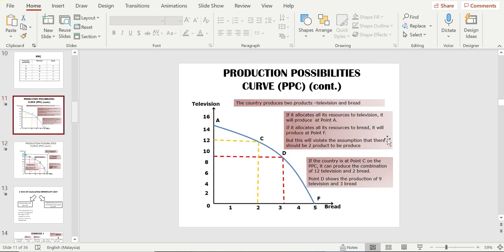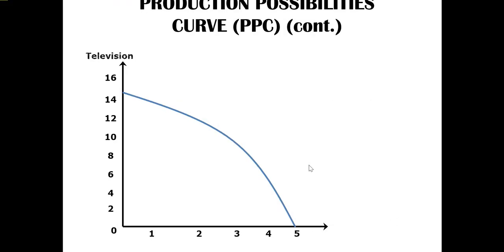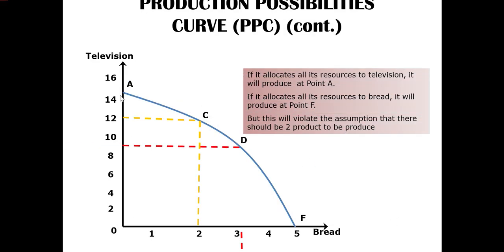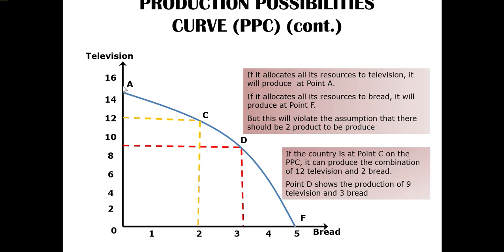So macam mana PPC ni boleh explain the three concept? Kita tengok kat sini dulu. Dia kata the country is producing two product, which is television and bread. If it allocates all the resources to produce television, it will produce at point A. Kat point A lah, sebab kat sini they get 15 TV. Okay, if it allocates all the resources to bread, it will produce at point F. Sebab dekat F ni we got 5 bread and 0 TV. Okay, but this will violate the assumption that there should be two products to be produced.